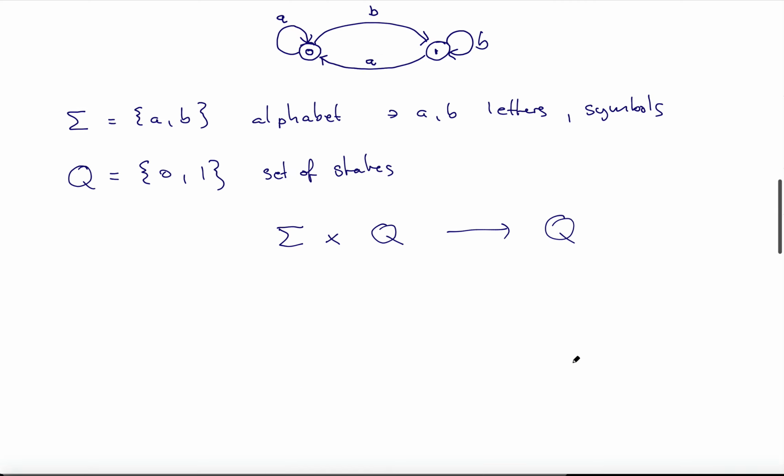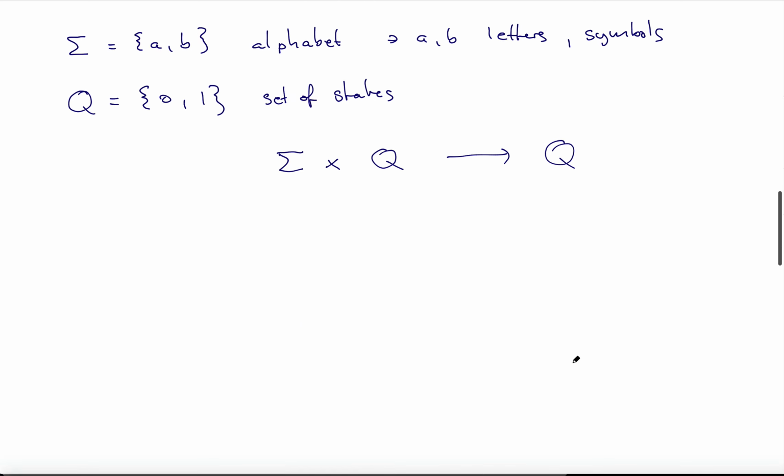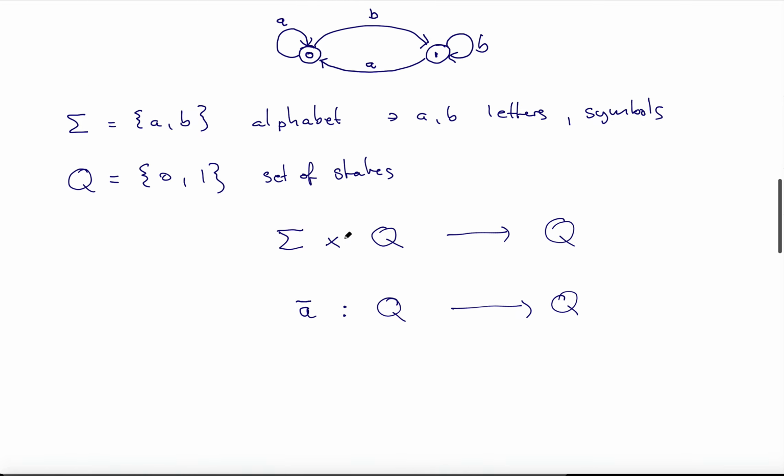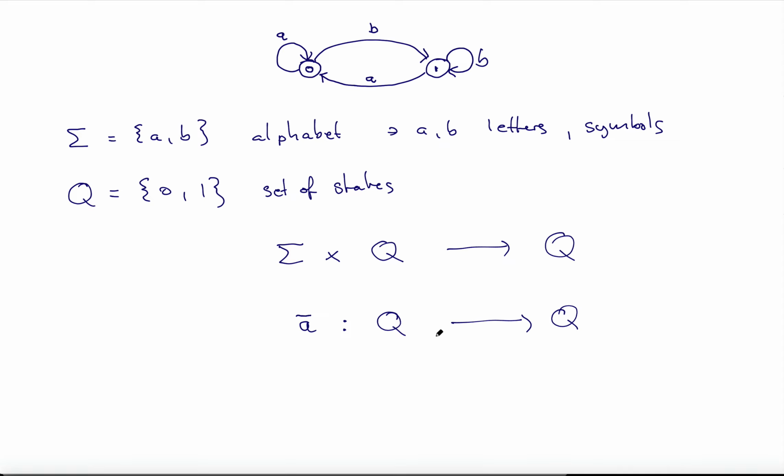In particular, every letter corresponds to a function. And so maybe I put a little line on top of the letter to say that now I mean the function which is associated to the letter. Just to be clear what that is in this example: we have two states, 0 and 1, and on input a, if I'm in 0, I stay in 0, and if I'm in 1, I go back to 0. So that's the function.